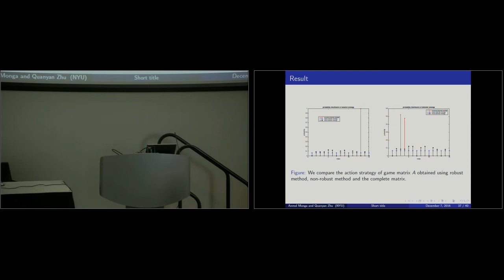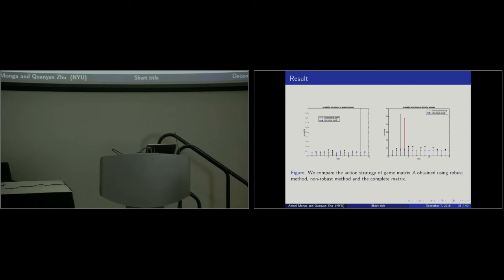The robust approach, the original solution is given by the squares, the square dots here. And the moment you have the robust approach, you can see that the strategy that you found is actually not deviating too much away from the dotted solutions.